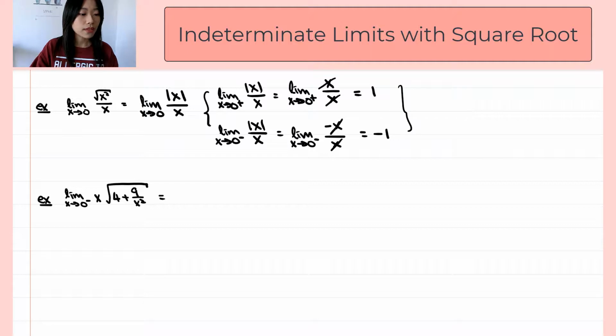So the left-sided limit of the function does not equal the right-sided limit, which means this limit does not exist.